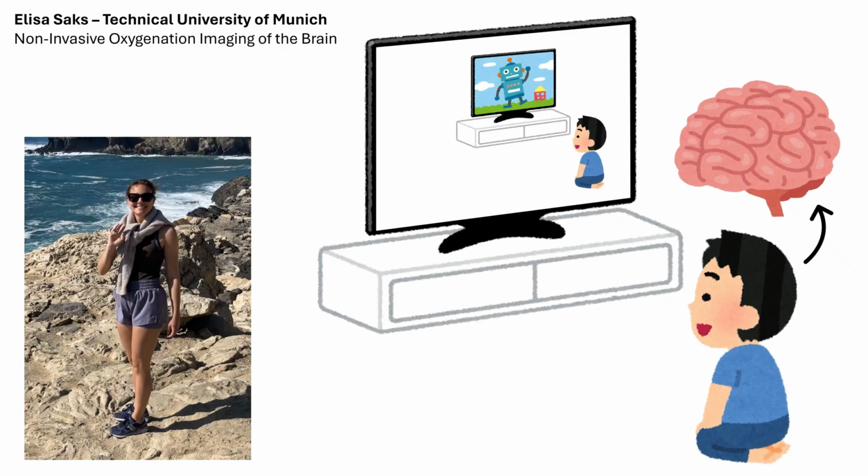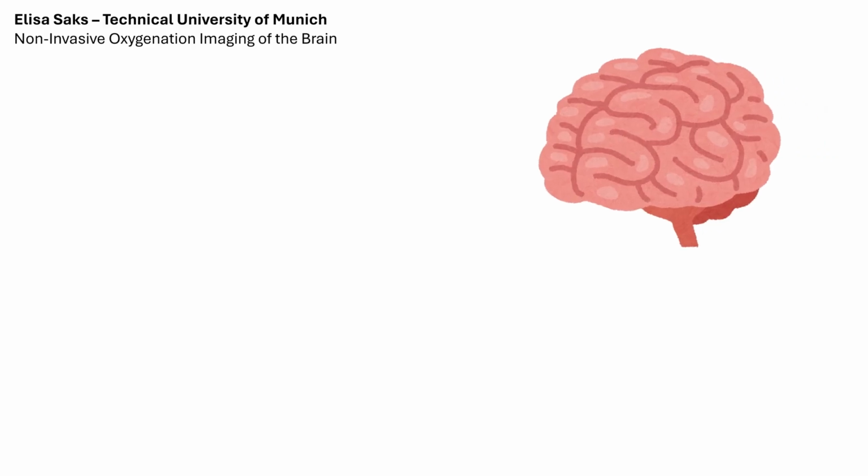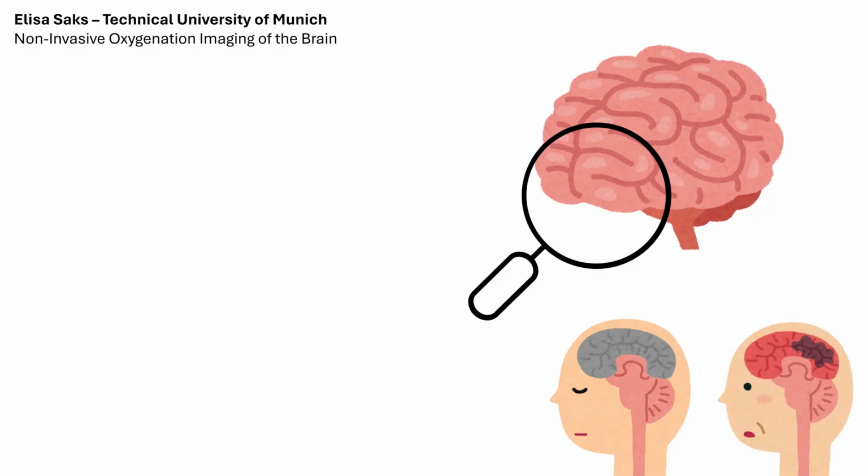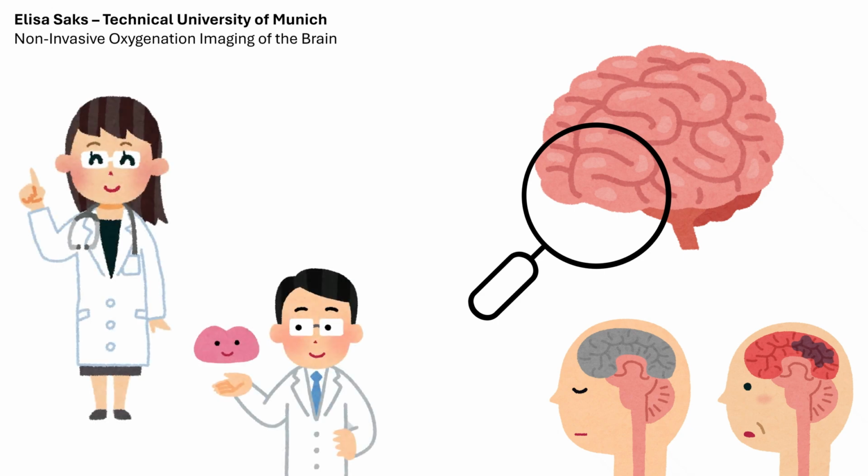Do you ever wonder how much oxygen your brain consumes while you're sitting here and watching this video? I do, and in my research, I use MRI to measure it. Our brains constantly burn oxygen to function, and when that oxygen use changes, it can tell us something important. For example, reduced oxygen metabolism may point to a problem with blood flow, while abnormal patterns can show up in brain tumors. That's why doctors and researchers like me want to measure oxygen consumption in the brain.